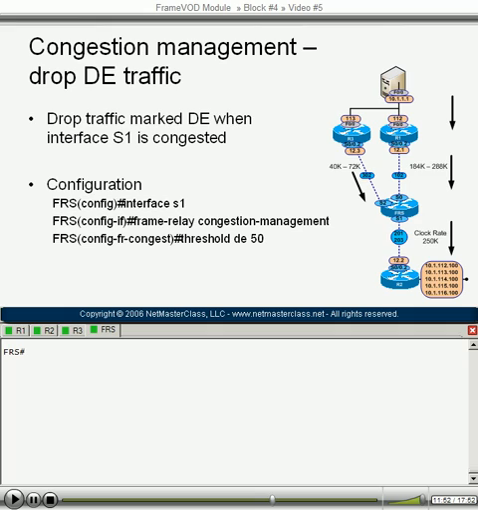We will now implement a policy that drops all traffic marked DE when S1 becomes congested. To configure an output interface to drop traffic marked DE when congested, you configure a DE threshold under the interface.